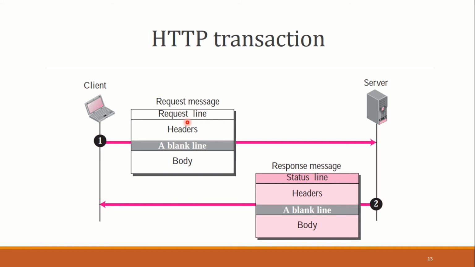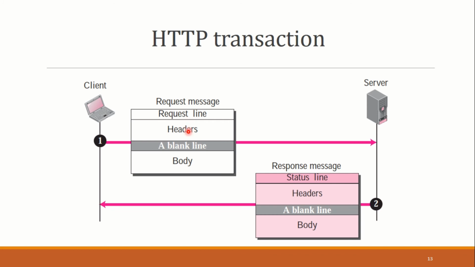Now, the first field was method, the second field is URL. It defines the address and the name of the corresponding web page. The third field, that is the version, gives the version of the protocol. The most current version of HTTP is 1.1.